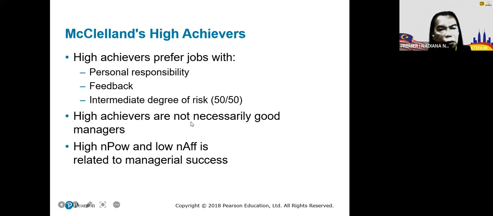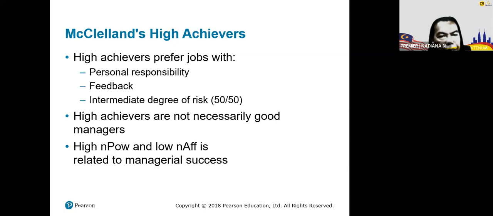High achievers are not necessarily good managers, because they try to achieve what they want. Sometimes they overlook the complaints from the subordinates. That means they try to use people to achieve their objectives.